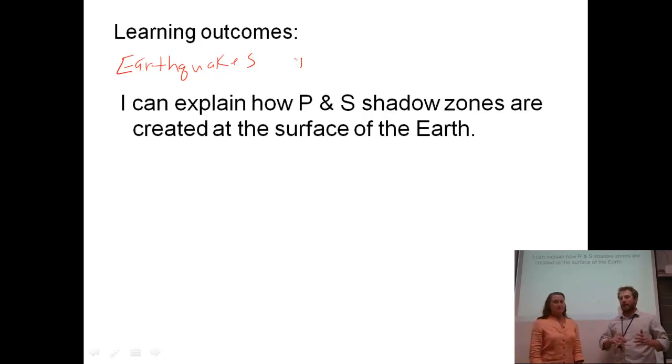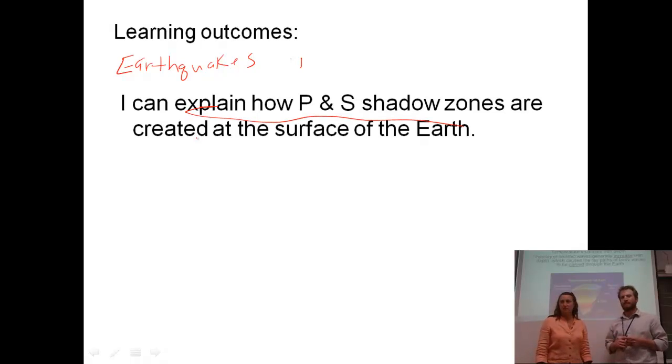Well, today we're going to use our knowledge of P and S waves, and by the end you should be able to explain how P and S wave shadow zones are created at the surface of the Earth. Okay, good.